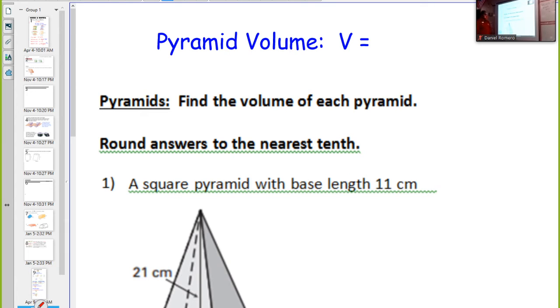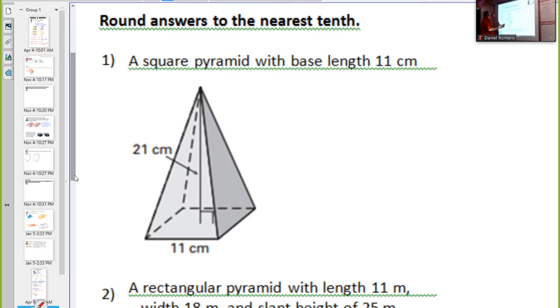A side squared. Pick one side of the square and square it. So I know a side is 11, so it'll be 11 squared times the height of the pyramid. Now be careful, because these diagrams are easy to read, but it's also easy for you to overlook things, okay?